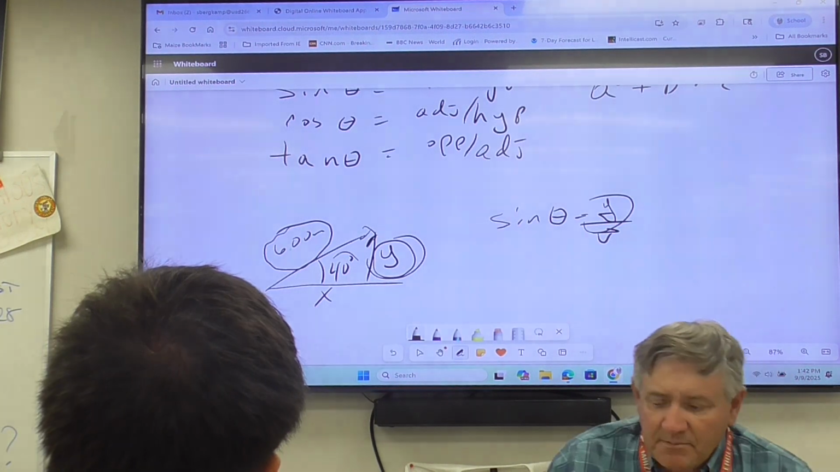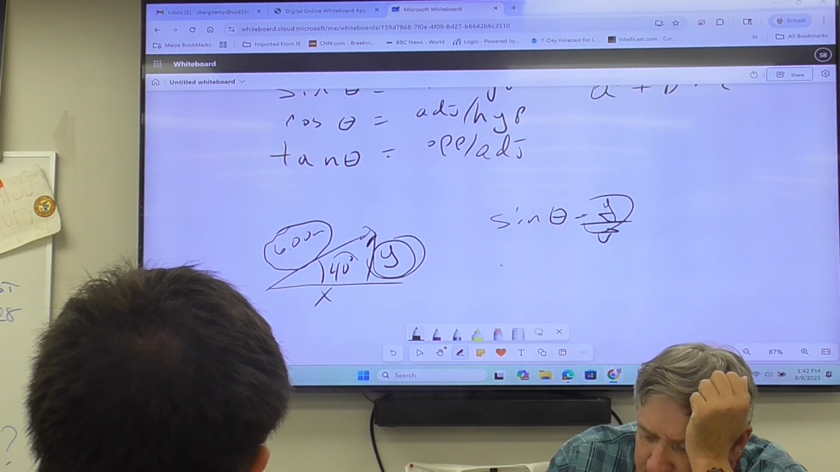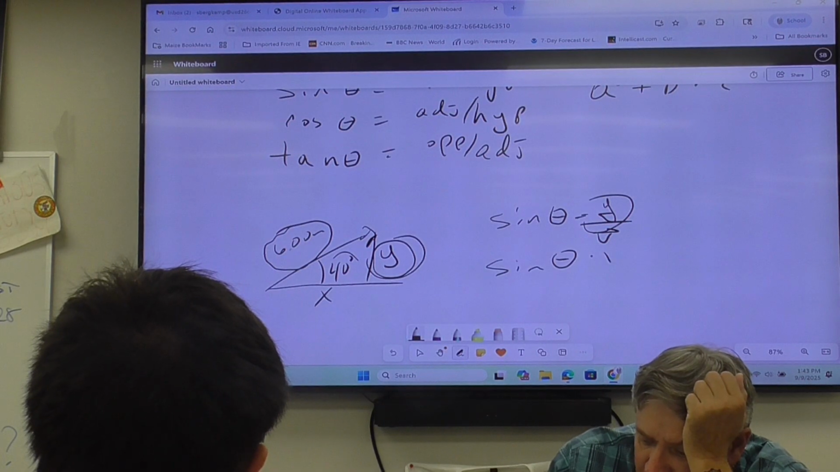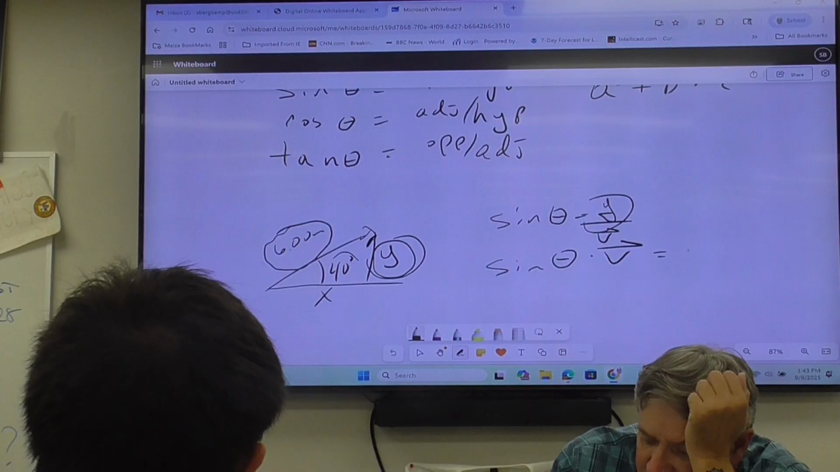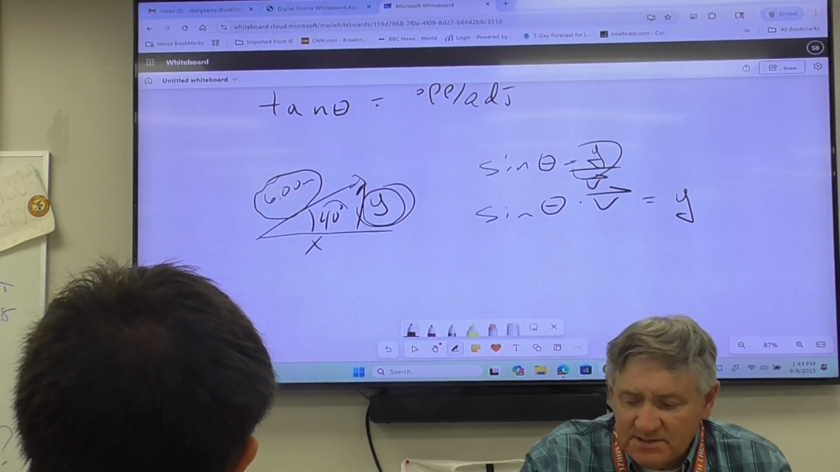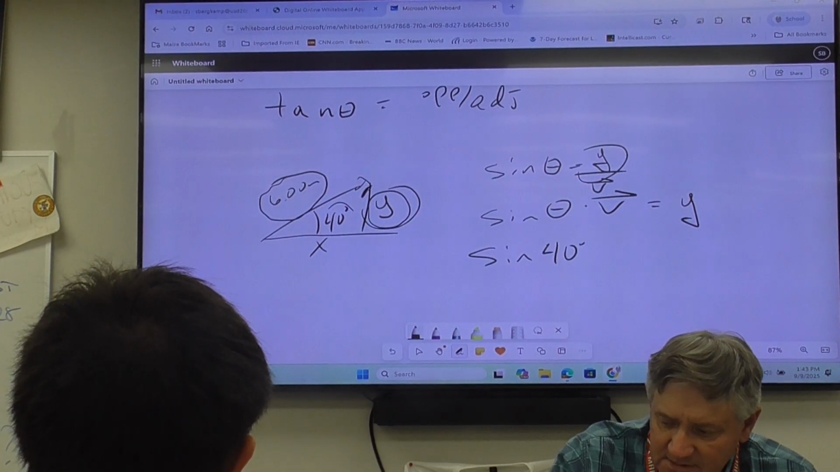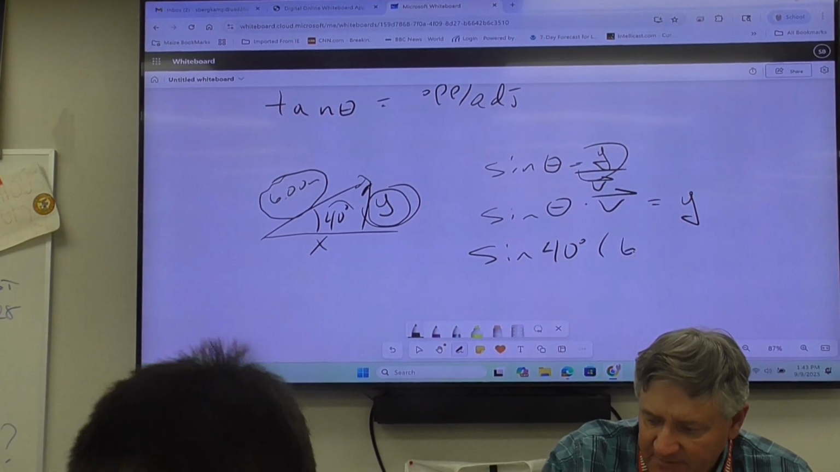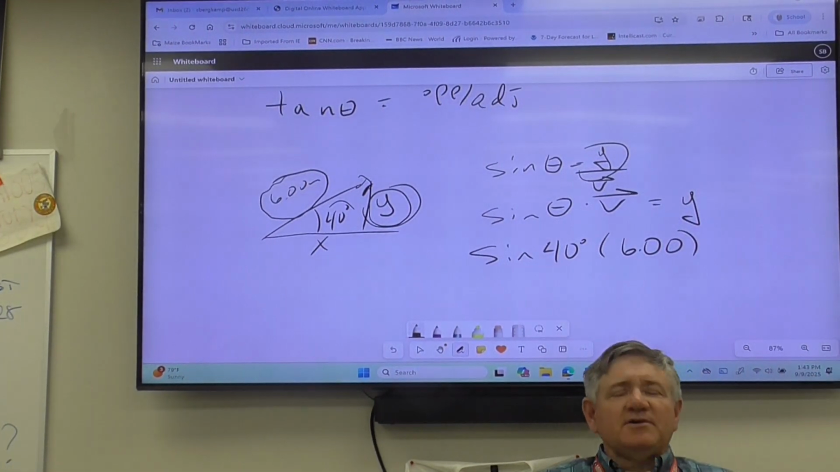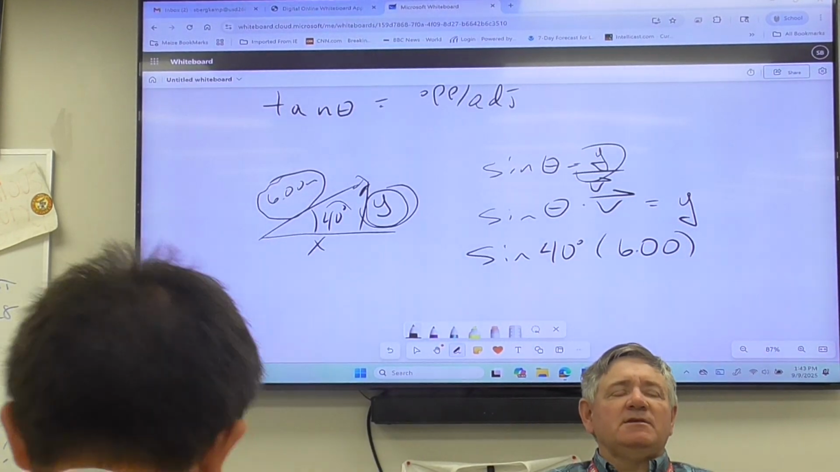So, how am I going to get y by itself? Simply multiply. So the sine of theta times the vector is going to equal the y component. In this situation, I'm going to take the sine of 40 degrees times that vector of 6.00. On your calculator, make sure you are not in radian mode.